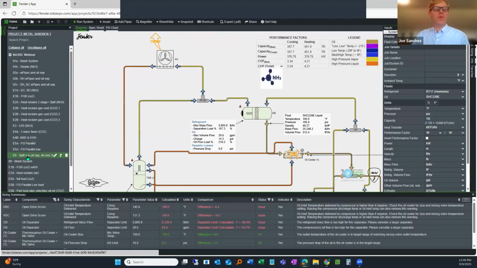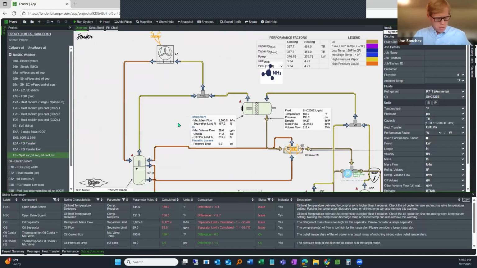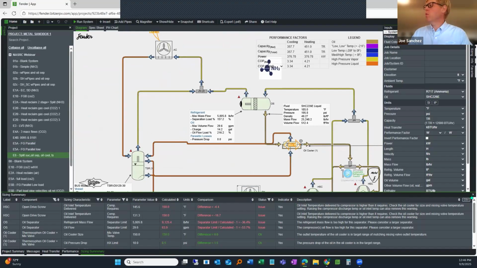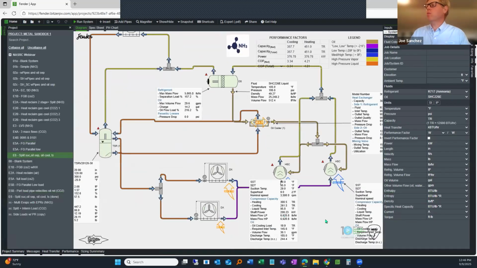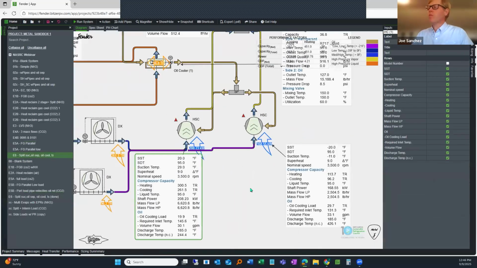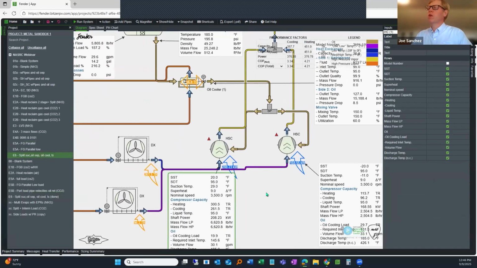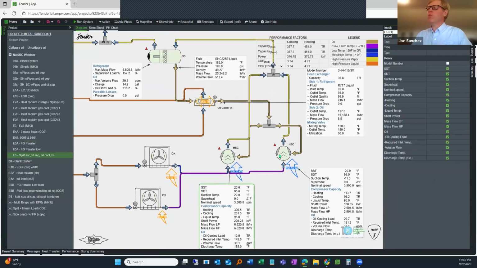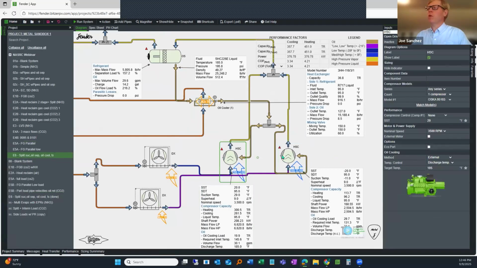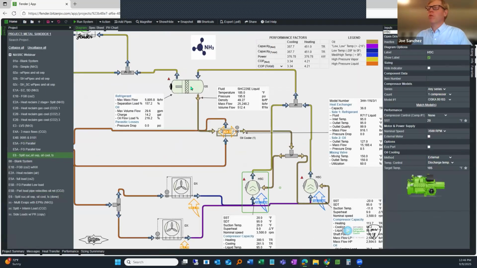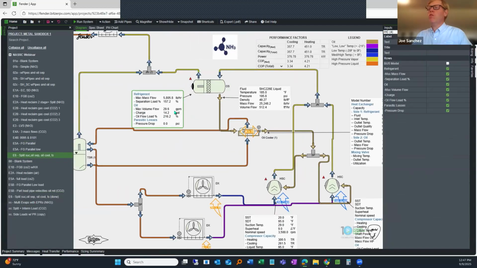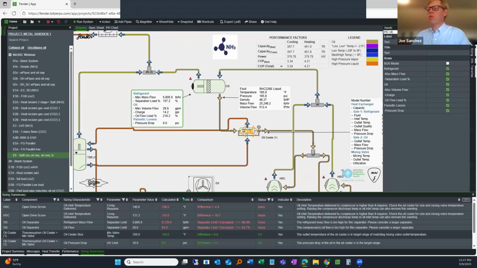Okay, and one last example here is with the ammonia world. So I think this is also something that might resonate with some folks out there. This is using two different compressors at split suction. So we have a +20 and -20 going to an oil separator. And the oil separator is, again, we'll pull this up.